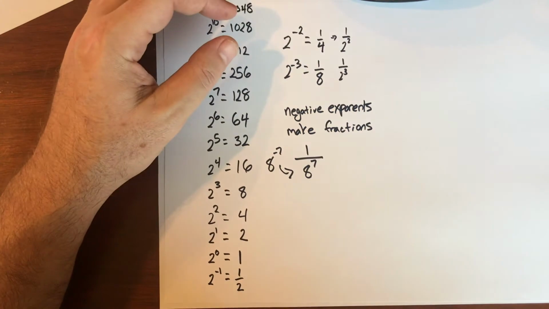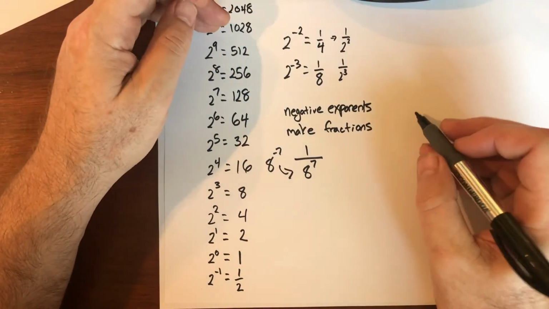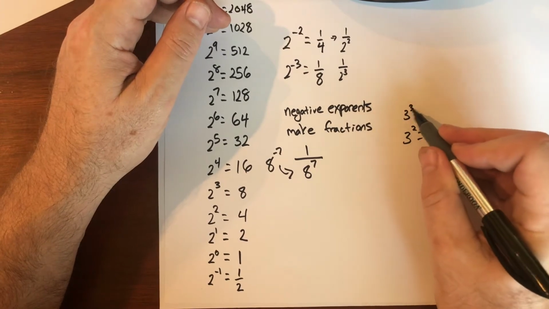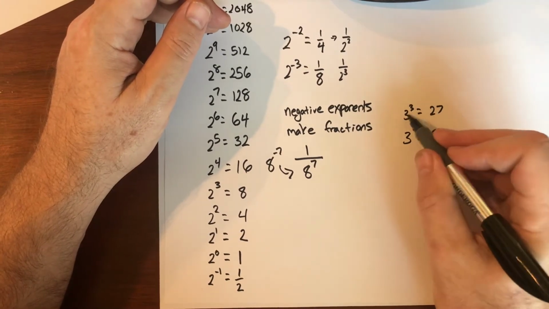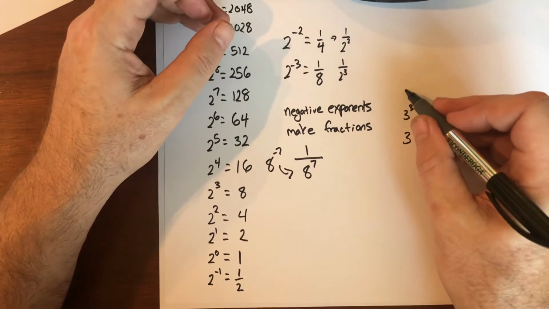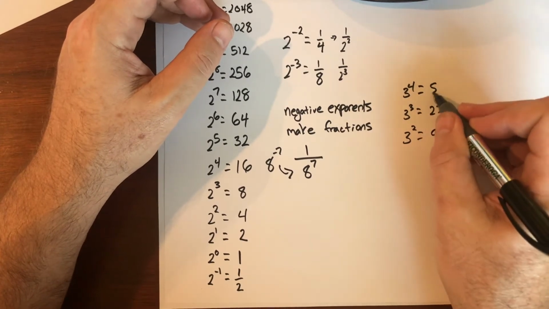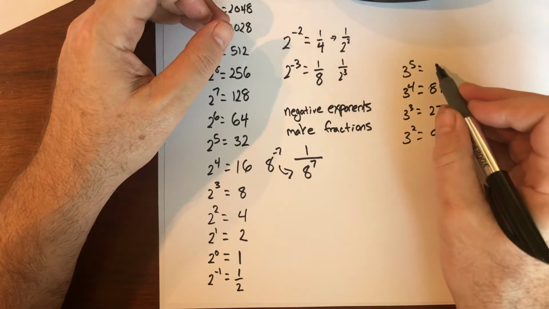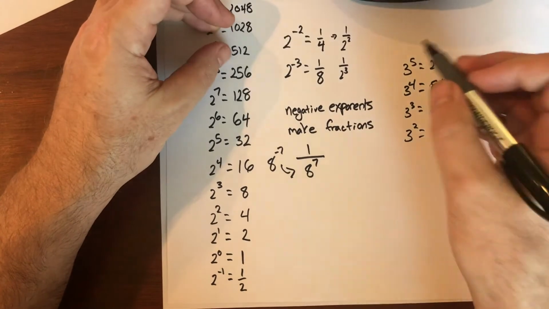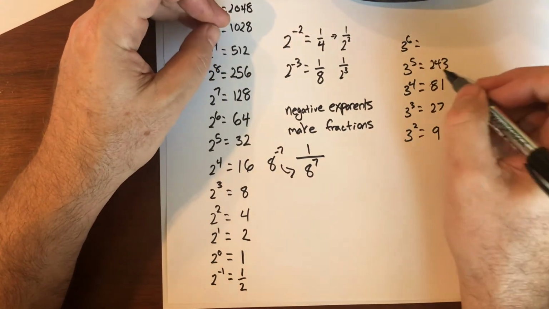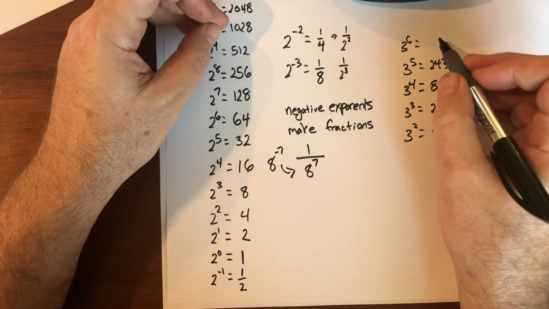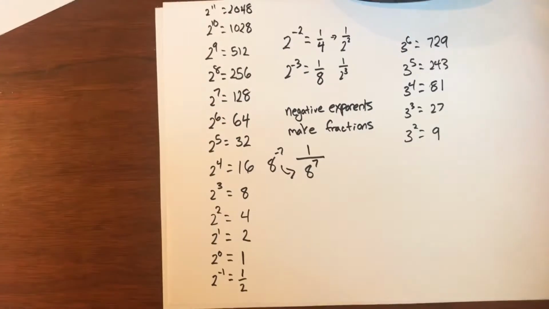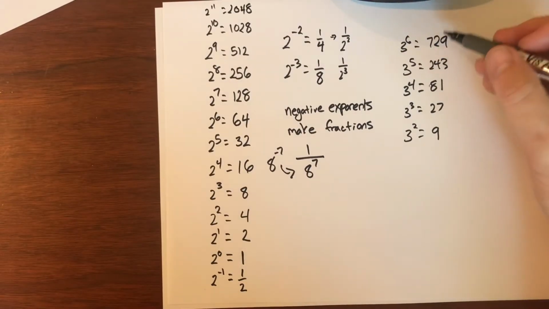It takes it down. So if real quick we use a different base, like 3 squared is 9, 3 cubed is 27. 3 times 3 is 9, times 3 is 27. 3 to the power of 4 is already 81. 3 to the power of 5 is this times 3, so 243. And one more, 3 to the power of 6 is 729.